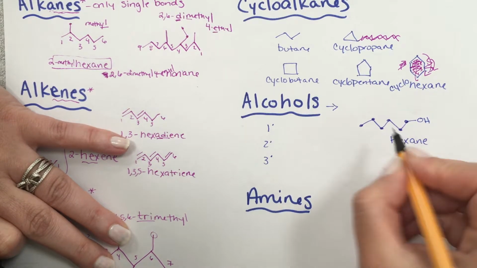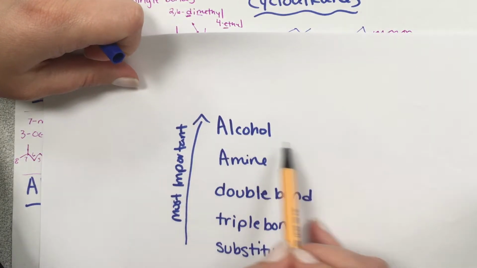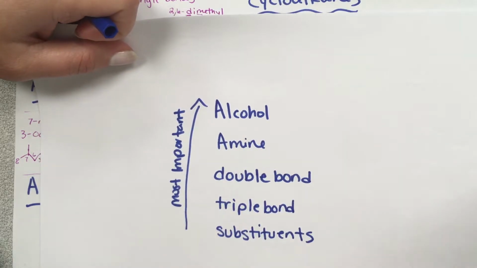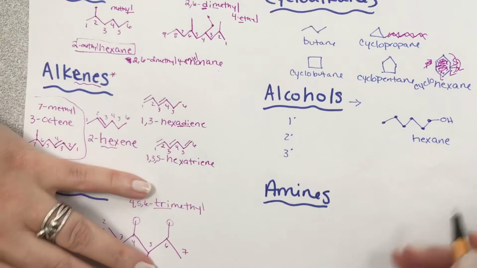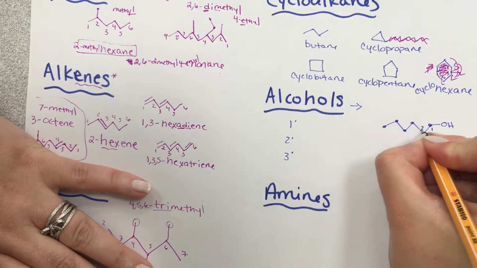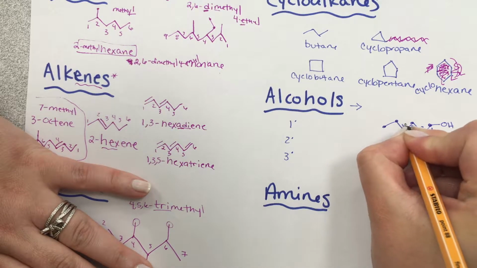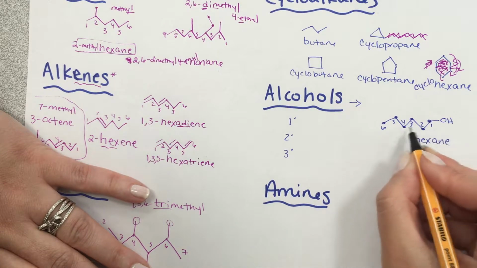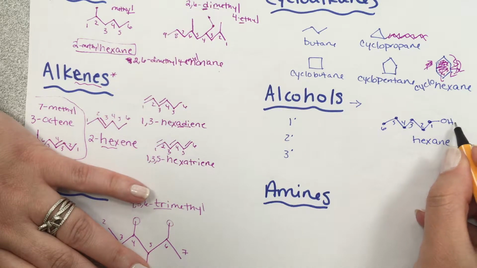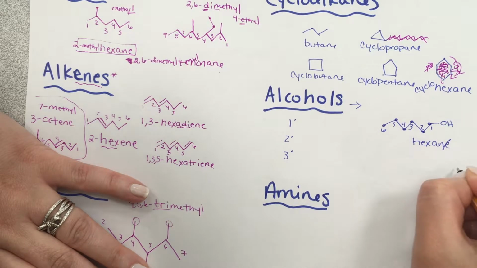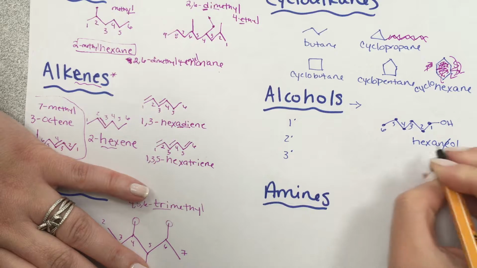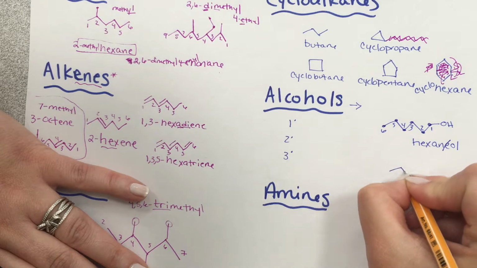With the alcohol, if you look at the list of priorities, you'll notice alcohol is number 1. So if there's an alcohol present on the molecule, you definitely number it first, where that's the lowest. So we will name it 1, 2, 3, 4, 5, 6. So this would be hexane, but with the alcohol present, we do need to change the ending. So take the E off and add OL. So it's hexanol.